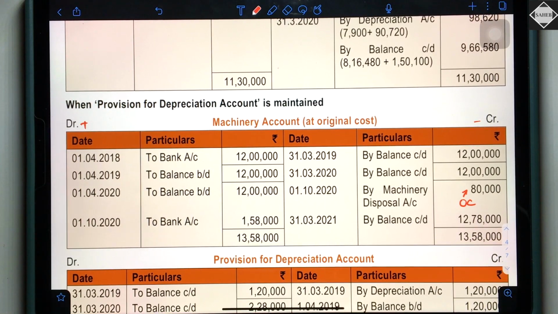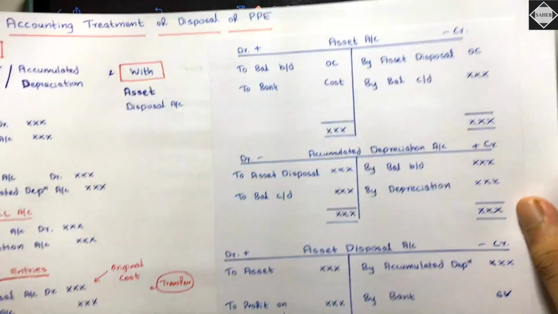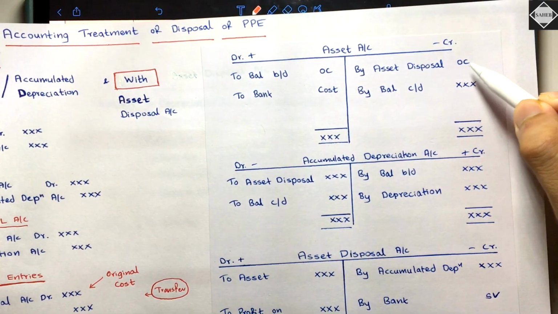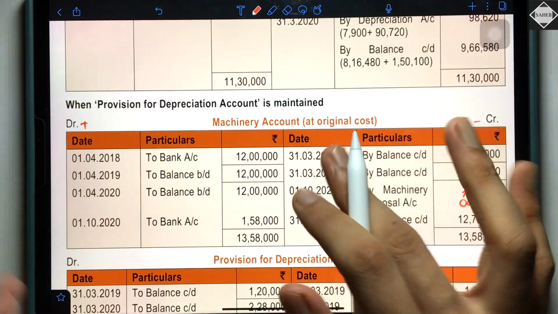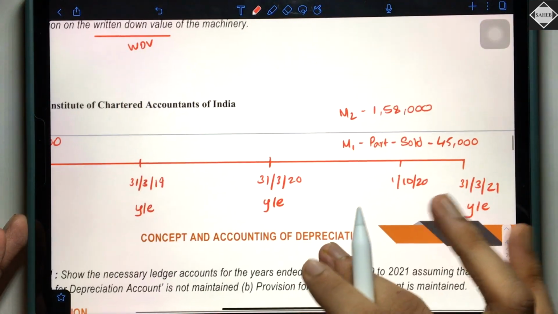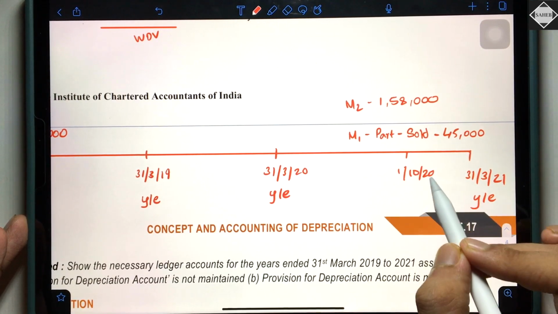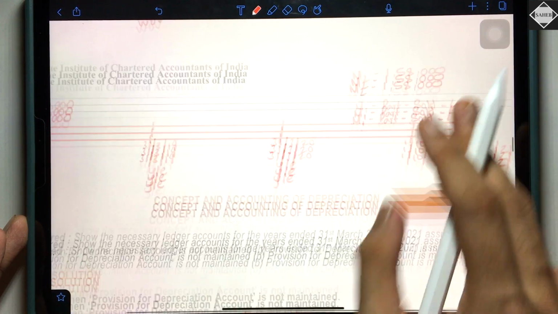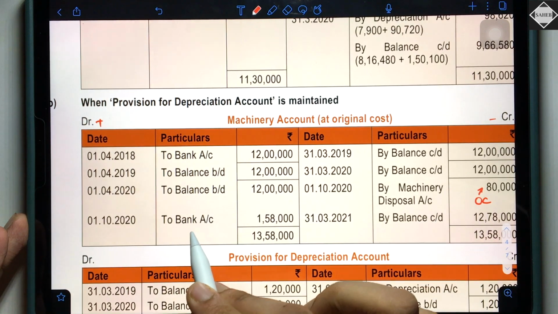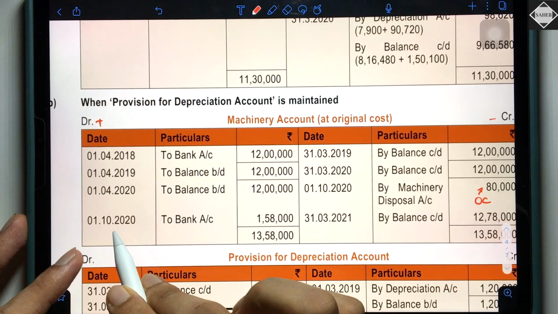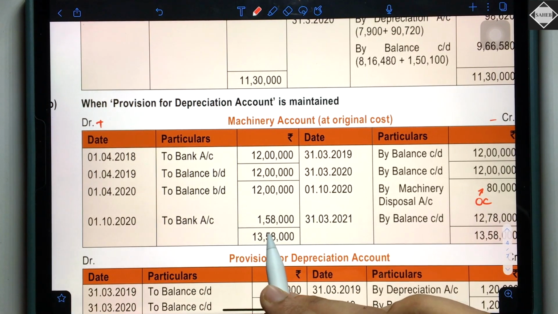That's what I said. Let me just show you the format once again. See, in the format I told you, you will take the asset disposal at original cost. So this is at original cost, 80,000. And then you have purchased another machinery for 1,58,000, isn't it? On the same date, 1st October 2020, 1,58,000, M2. So that will also be recorded. Machinery is increasing because of the money which you have paid on 1st October 2020 for 1,58,000.